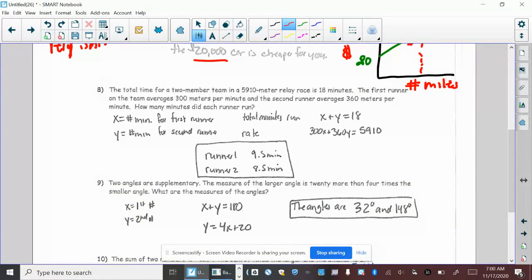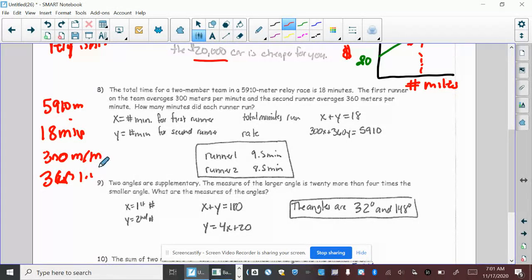Okay, for number 8, running that relay race, we have all these numbers here. 5,910 meters, 18 minutes. And I'm not just going to put meters for minutes there. 300 meters per minute. So 300. Sorry, this is not writing very well. Meters per minute. And then what is it? 360. This is slightly different than some of the ones we've done.